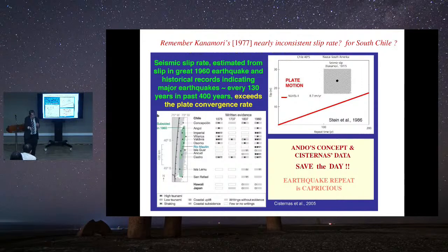But the main lesson to be remembered, the take-home message, is that earthquake repeat is capricious. Capricious being a very nice word to say we don't understand it. Mother Nature probably has deterministic arguments to control it, but we don't understand them. So we say it's capricious.